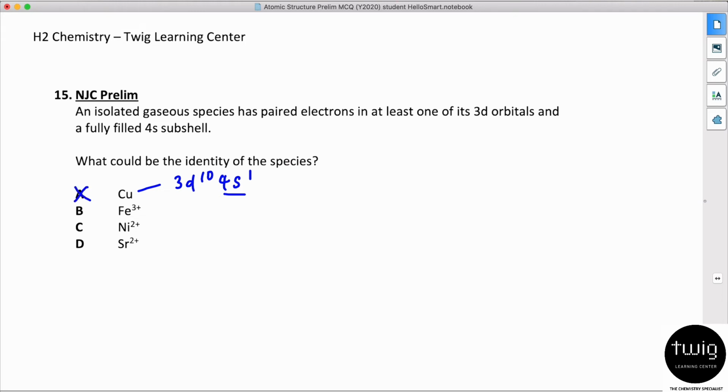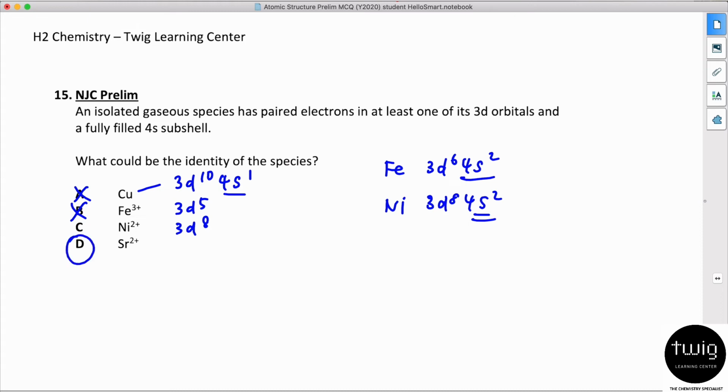Fe3 plus, if you think about it, Fe is supposed to be 3d6 4s2. But since it's 3 plus, you take away 3 electrons, so it's 3d5. It doesn't have any fully filled 4s since the 2 electrons were lost. So this is also out. Same goes for nickel. The configuration is 3d8 4s2. So nickel 2 plus, you also lose the 2 electrons, so it's just 3d8. So it doesn't have a filled 4s.